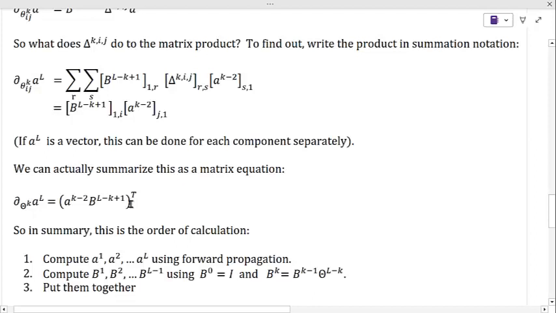So with all that complicated background, the procedure for backpropagation is very simple. First, you compute all the A's using forward propagation. Then you compute these backward matrices using B0 equals I and BK iteratively obtained from the previous one, and then put them together using this equation here. If you look at Dr. Haziaskar's presentation of the algorithm, this is actually what he does.